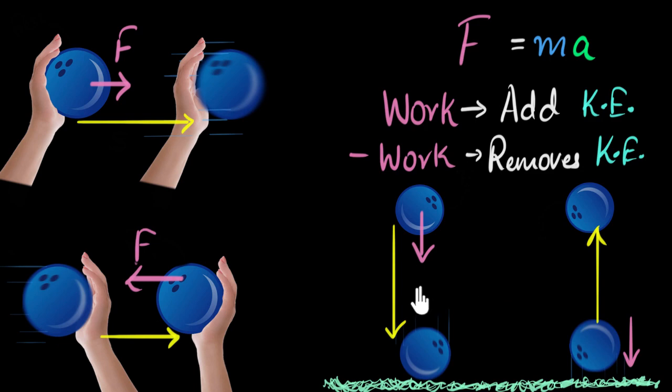This is pretty cool, right? Thinking in terms of work and energy. Now, things get even more interesting when there is more than one force acting on the body. If there is more than one force acting, according to Newton's second law, we need to calculate the net force, meaning we have to add up all those forces.